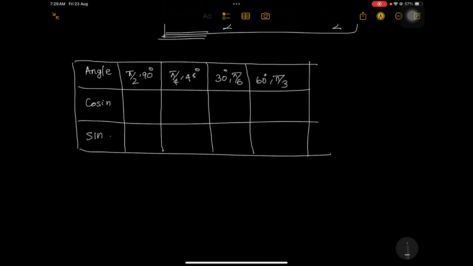For this one, cosine 90 is 0, sine 90 is 1. Both of these are for 45 degree, both are the same value, 1 over root 2. Very easy to remember. Then cos 30 is root 3 by 2, and sine 30 is half, and this will be the other way around for 60: half and root 3 by 2. It's a simple trick, so you have to remember this chart and it will be easy for you.